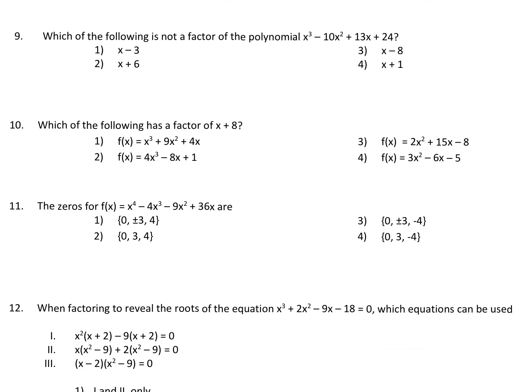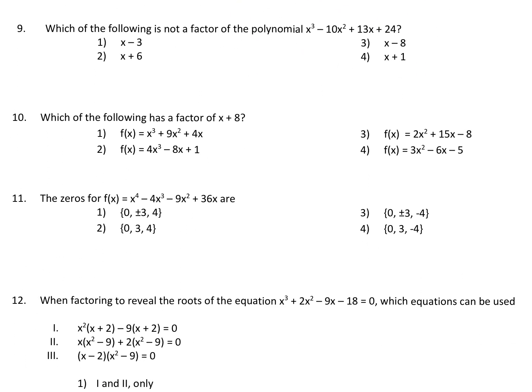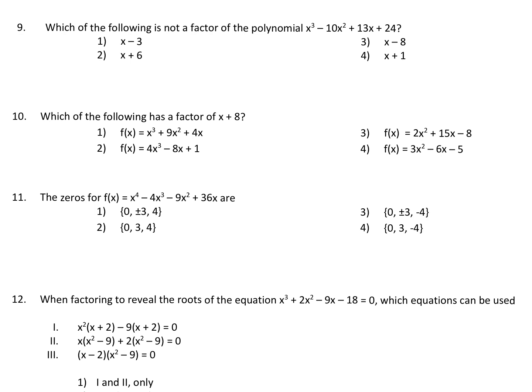All right, the next one. It wants to know which of the following is not a factor of the polynomial. Now, if you try to factor this by hand, right, you'd have to do grouping. And what you'd notice is if you factor an x squared out of the first two terms, it leaves you with x minus 10. And out of the next two terms, the only thing you could factor out would be a 1, which does not leave you with an x minus 10.